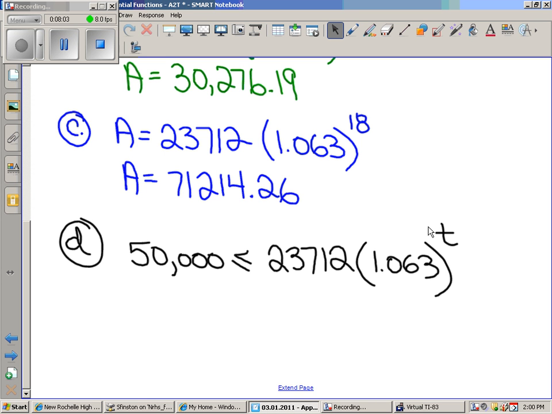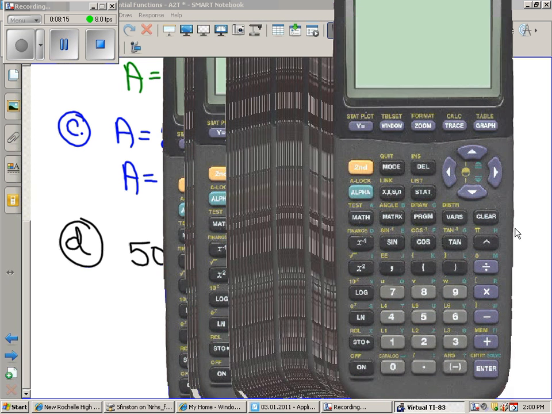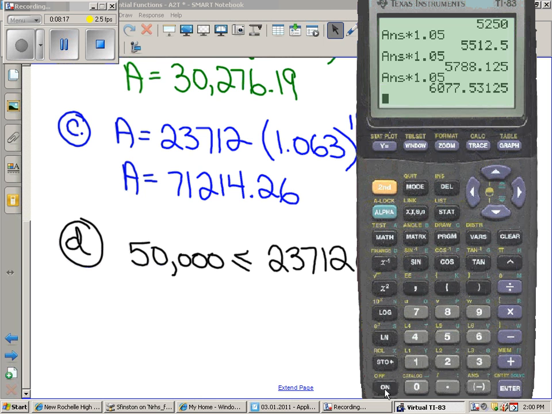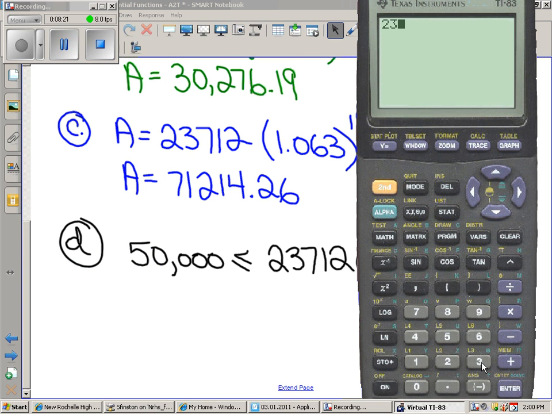Since you don't know about logarithms, what's the Neanderthal way of trying to get to it? Yeah, guess and check. Let's guess and check our way to it. Somebody throw out a number for me. 23,712 times 1.063 raised to the 12. So 12 years later, it's still not enough, which means, let's see, about 13.